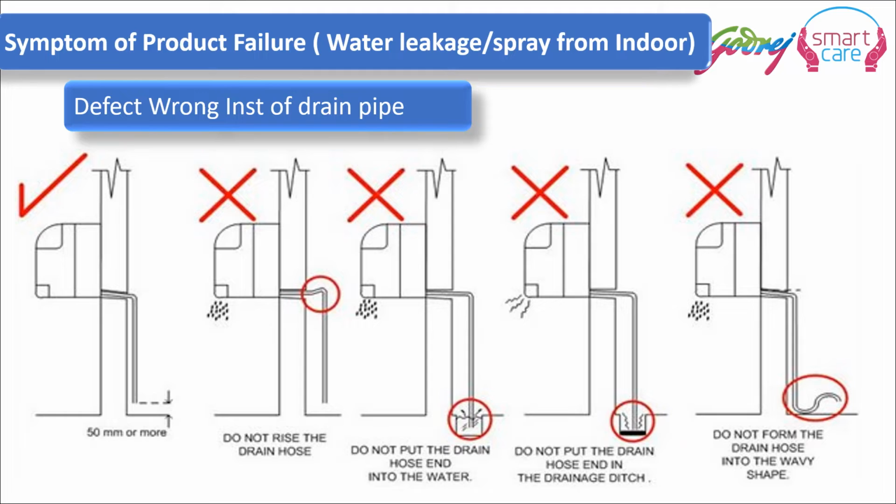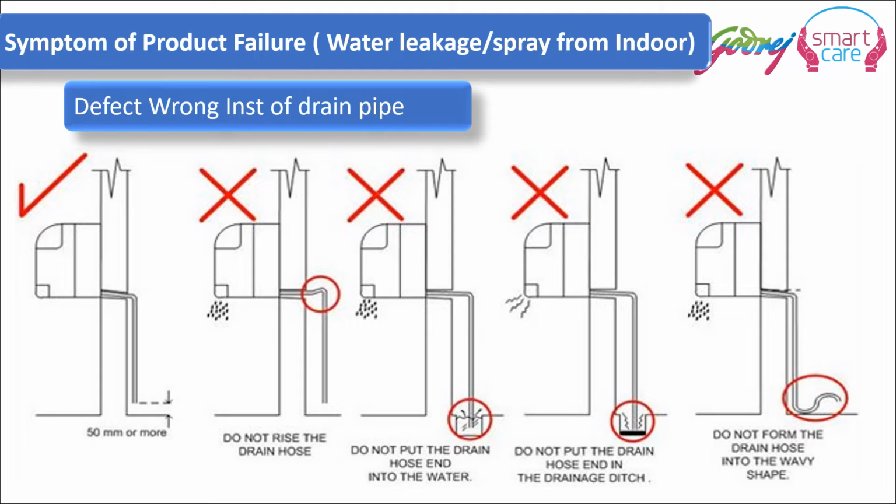Now we come to improper installation of the drain pipe. Most drain blockage problems are caused by wrong or improper installation of the indoor unit. During the installation of the indoor unit, you see five diagrams over here. The first diagram to your left is showing the right way of installing the drain pipe.